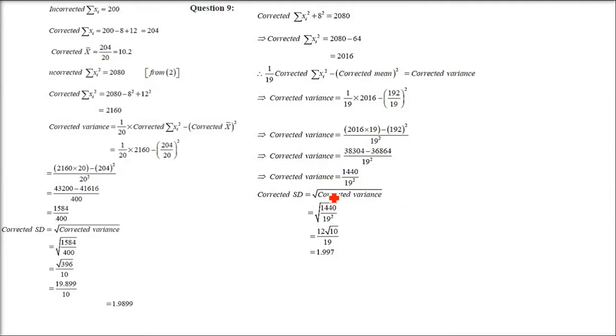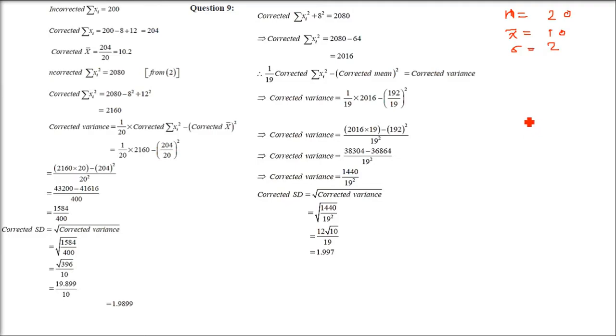Question number 9. So here, the 8th one and the 4th one we have already taken. The mean and standard deviation of 20 observations. The number of observations is given as 20, the mean x bar is given as 10, and the standard deviation is 2.